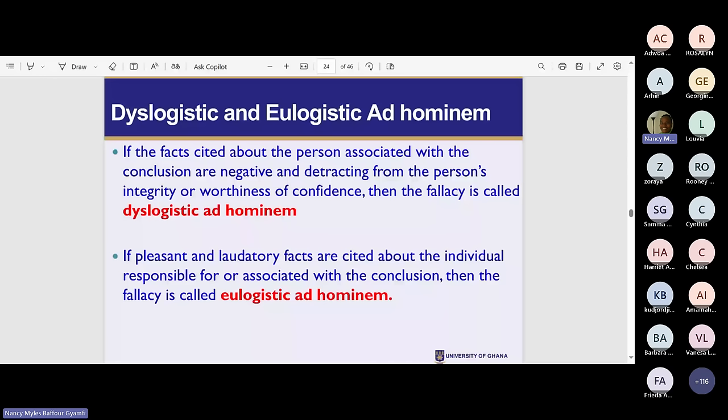So let's make Esther read one and then Harriet will read one. Okay. Esther, please, if you are there, read the first one for us, ad hominem, dyslogistic, the example there, and then Harriet will do ad hominem, the eulogistic.